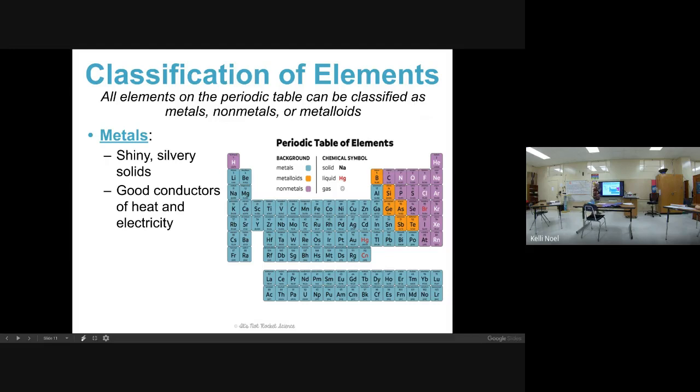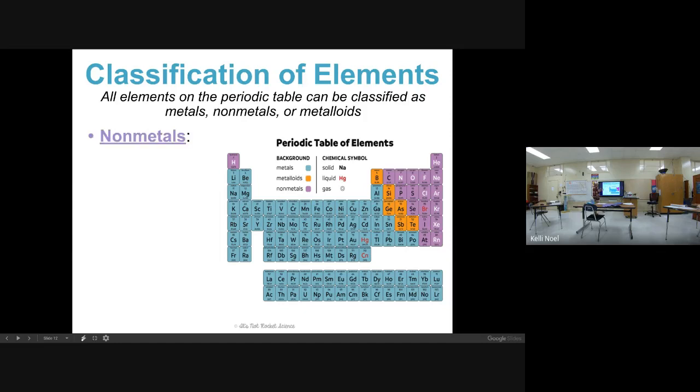Metals tend to be shiny silver conductors of heat and electricity. They're malleable. That means they can be hammered into shapes, or ductile, drawn into wires. And we tend to describe them as being left of the metalloids. Metalloids are orange on here. Now, some periodic tables will have polonium and astatine as metalloids, and some do not.